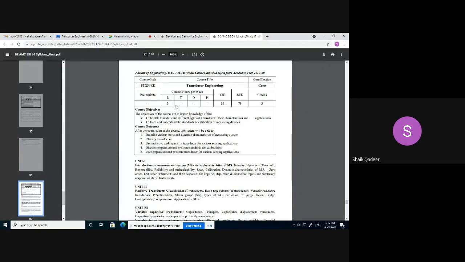No tutorial is assigned for this course. So comparatively, this is an easier subject. The total internal assessment marks for this course is 30, like other theory courses, and the university exam covers 70 marks. If you successfully complete this course, you can acquire 3 credits.